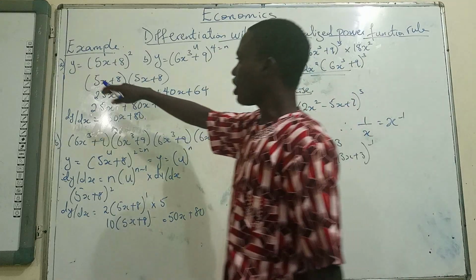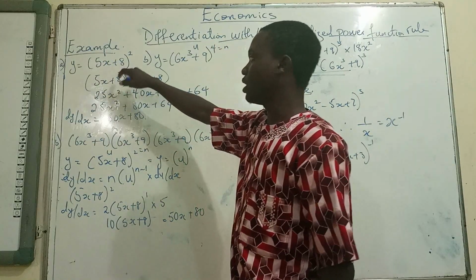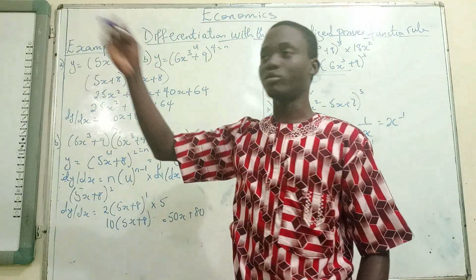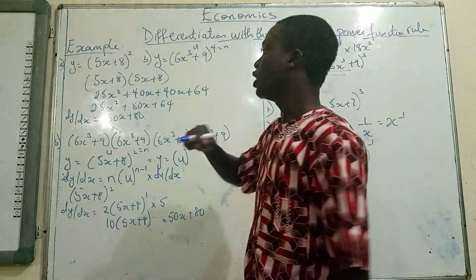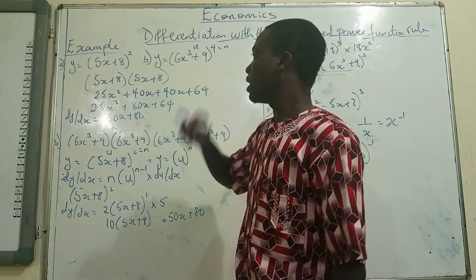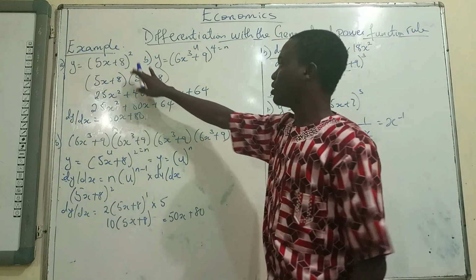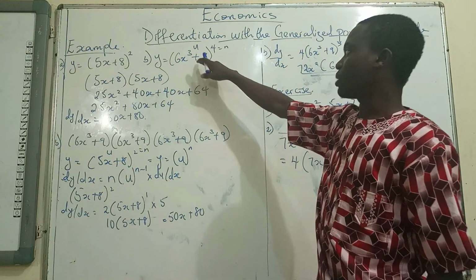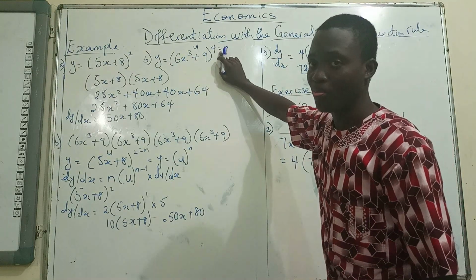Now when a function is expressed this way, so you have it in brackets and the whole function is raised to power 2, or raised to any power beside 1, how do you solve it? Now I have two questions on the board. This one is kind of easy, and this is the same thing, 6x cubed plus 9, but it's raised to power 4.